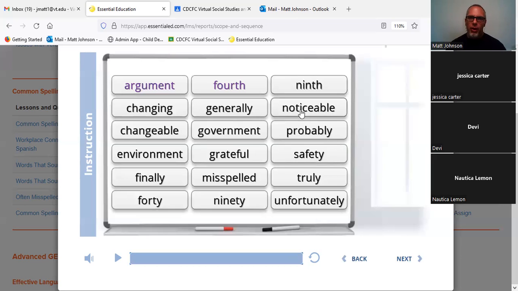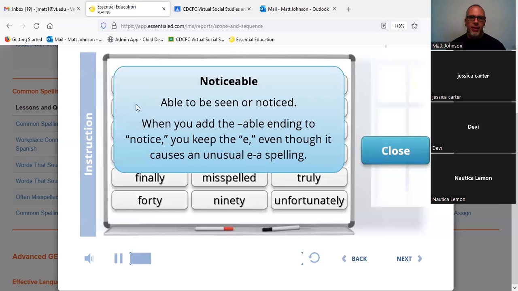Noticeable, however, we keep the E. Let's see what it says about that. Able to be seen or noticed. When you add the able ending to notice, you keep the E, even though it causes an unusual EA spelling. Right, we talked about that some before as well.